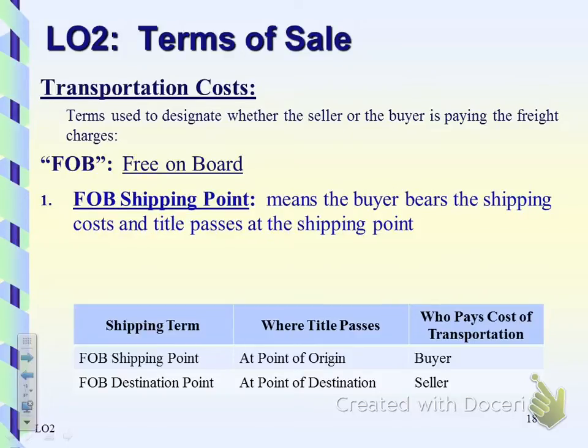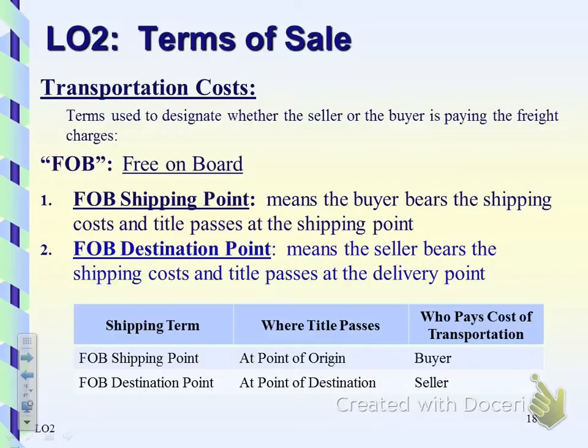FOB shipping point means the buyer bears the shipping costs and title passes at the shipping point. We talked a little bit about this in chapter 4, I think, about where title passes and who owns it. So if the buyer is bearing the shipping cost, then title is passing at the point of shipment, because the buyer owns it. If the buyer owns it at the point of shipment, it makes sense that they're going to be paying the shipping cost, which differs from FOB destination point. This means the seller is bearing the shipping cost and title passes at the delivery point.